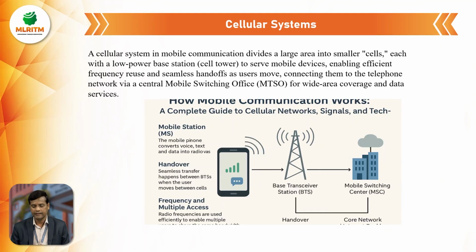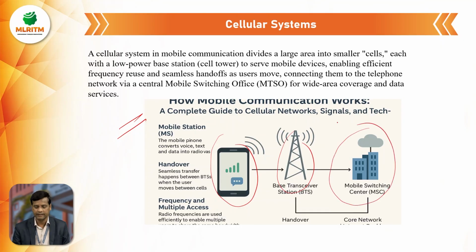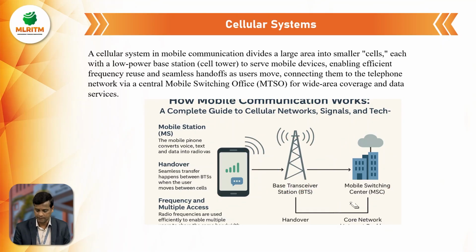So for wide area coverage and data services, this is the architecture of cellular systems. This is the mobile station, this is the base transceiver station, and this is the mobile switching center. We can call this a network, and this is the mobile phone, right? This is the architecture of cellular systems.